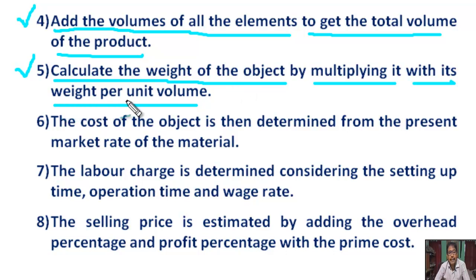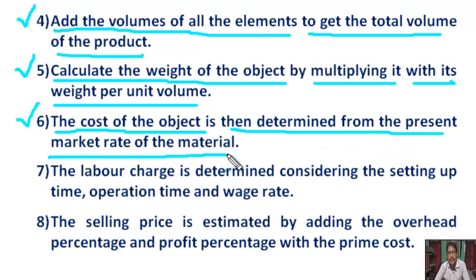Number 6, the cost of the object is then determined from the present market rate of the material. Okay. Number 7, the labor charge is determined considering the setting up time, operation time, and wages.